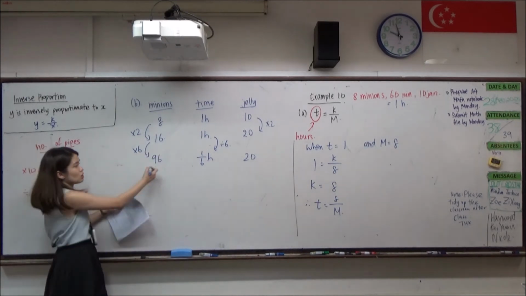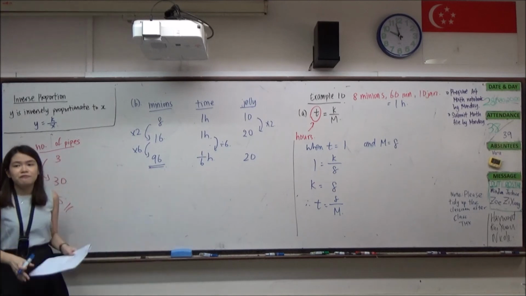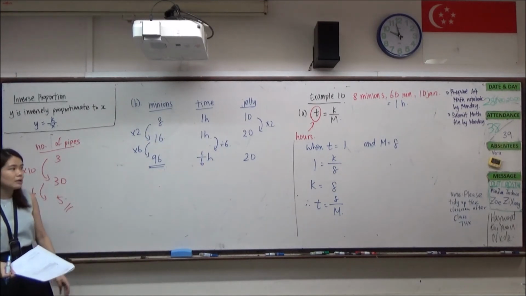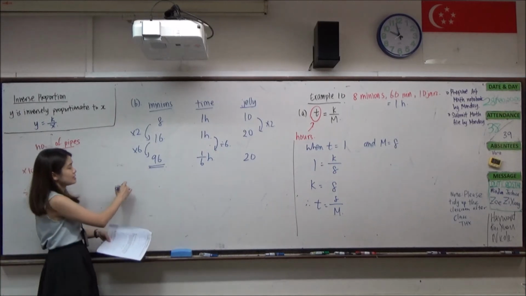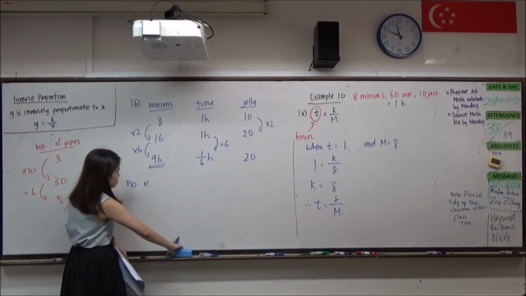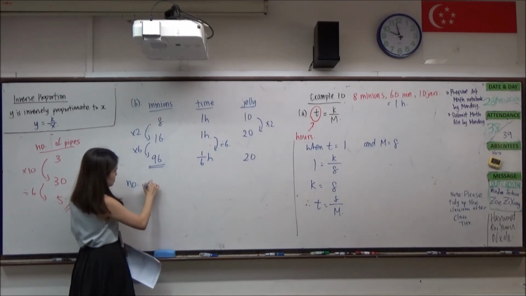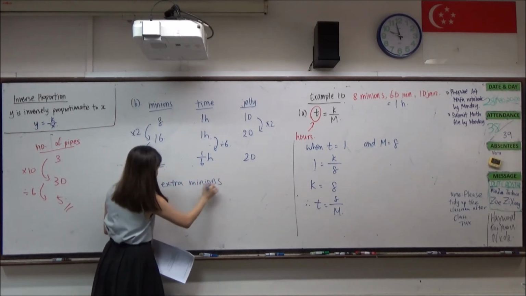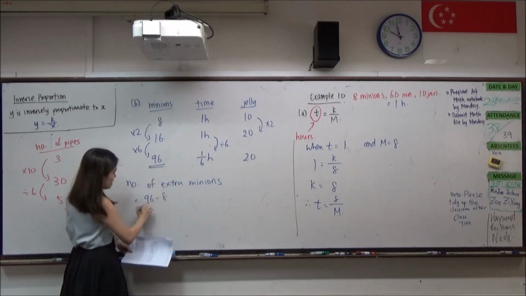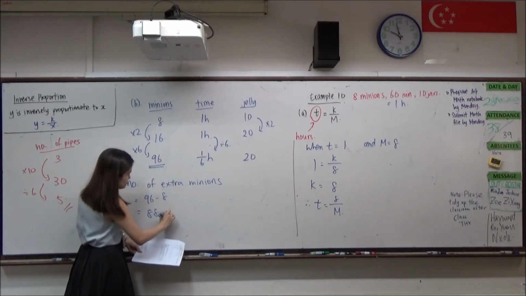96 minions are required to finish the job in 1/6 hours, or 10 minutes, and give me 20 jars. But the question was number of extra minions required. 96 minus 8, so 88 minions.